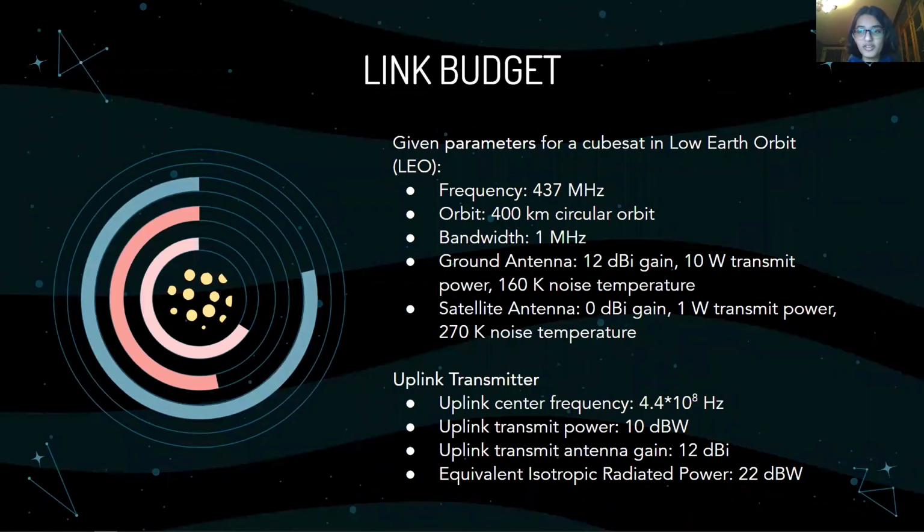Here's our link budget. We assumed that our CubeSat would be orbiting in low Earth orbit, and we used the following parameters for low Earth orbit to calculate our link budget provided by the CubeSat course. We assumed an orbital height of 400 kilometers.